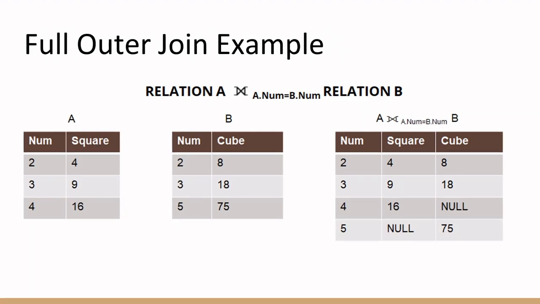And the last variation I will discuss is full outer join. I will still be using the same two tables as our example. When we apply relation A with relation B using full outer join, we can see in the resulting table that the tuples of relation A and relation B are complete. Since number 4 does not exist in relation B, the cube value through the full outer join will be empty or have a null value. And since number 5 does not exist in relation A, the square value through the full outer join will be empty or have a null value.